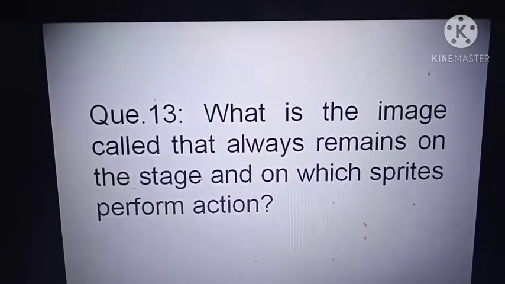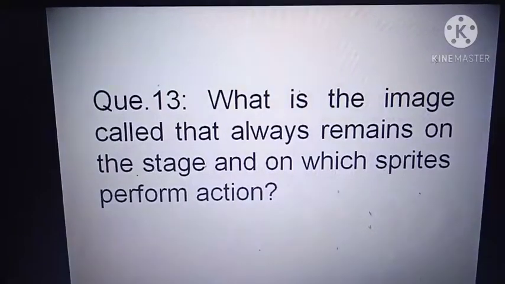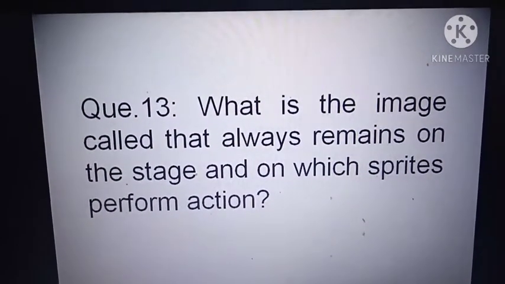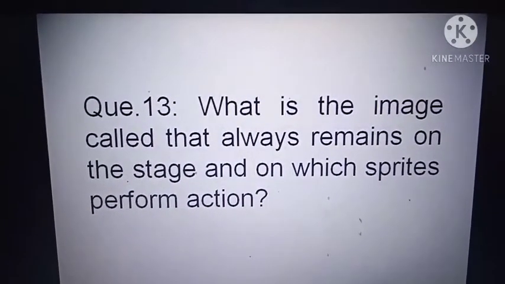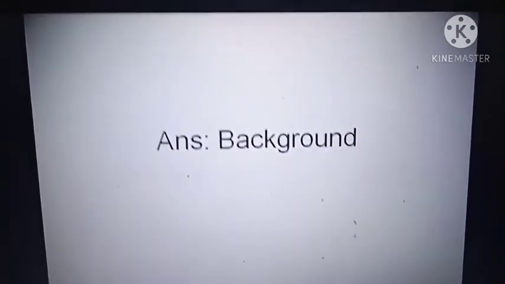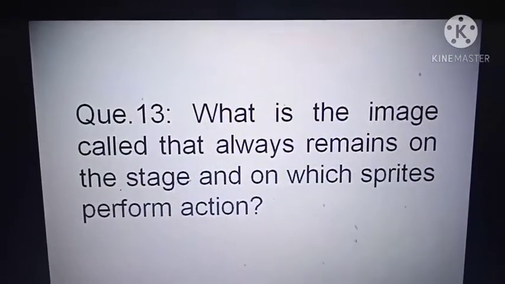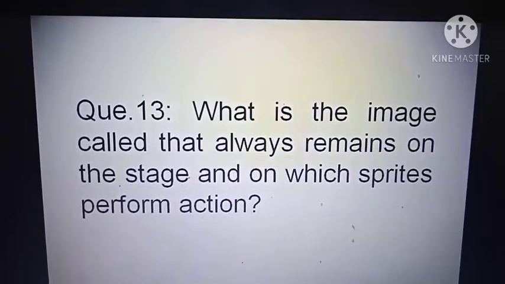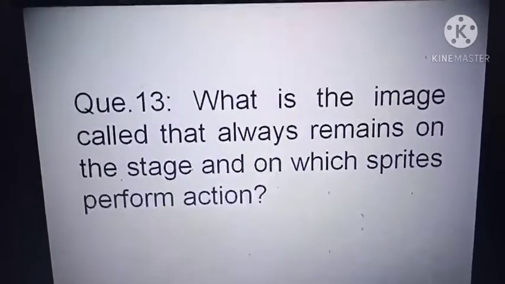Next question is, what is the image called that always remains on the stage and on which sprites perform actions? The answer is background. So the image that always remains on the stage is background, on which sprites perform actions. It can be a white background or a picture in the background.